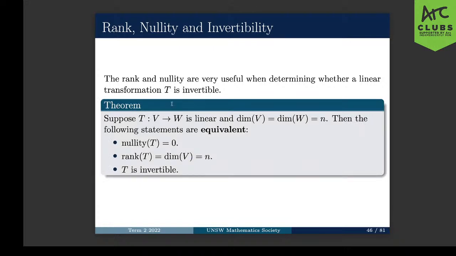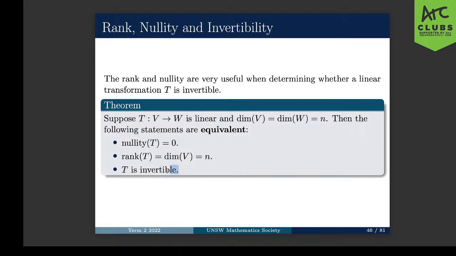So if we have a linear transformation, same kind of thing, from vector space V to vector space W, and the dimensions of V and W are the same, let's just say n, then these following three statements are just different ways of saying the same thing. They imply each other. So nullity equals zero implies rank equals n, and that also implies T is invertible, and invertible implies nullity zero, and so on.